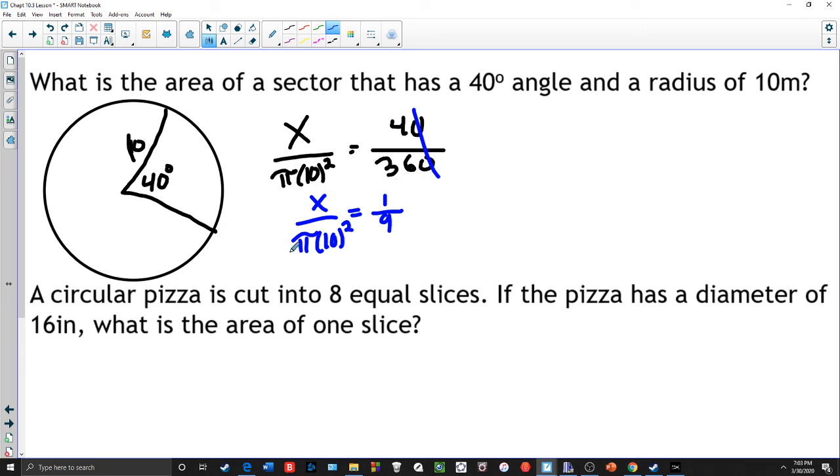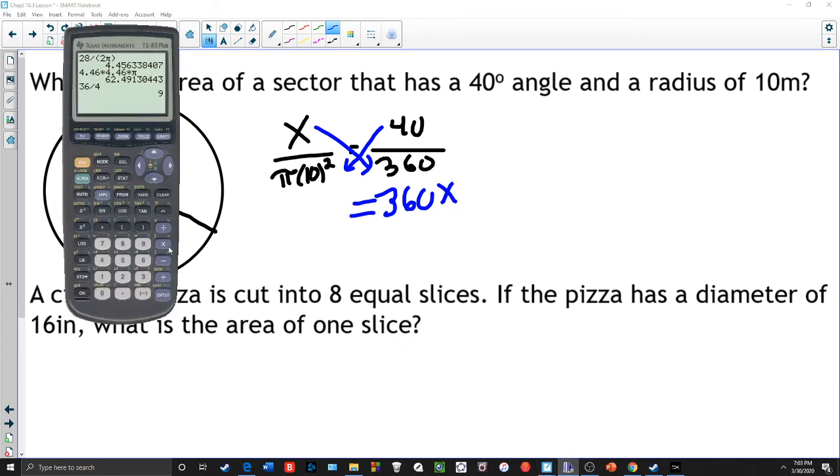And then you can cross multiply this fraction, which is a little bit easier. Now, just because I know some of you won't, let me go ahead and do it the more difficult way, just so I can have a baseline there, and then those of you that want to shorten it up, you know how. So, cross multiply here, cross multiply here. This is going to be 360x. Over here, we're going to have 40 times pi times 100, which is 1256.637.